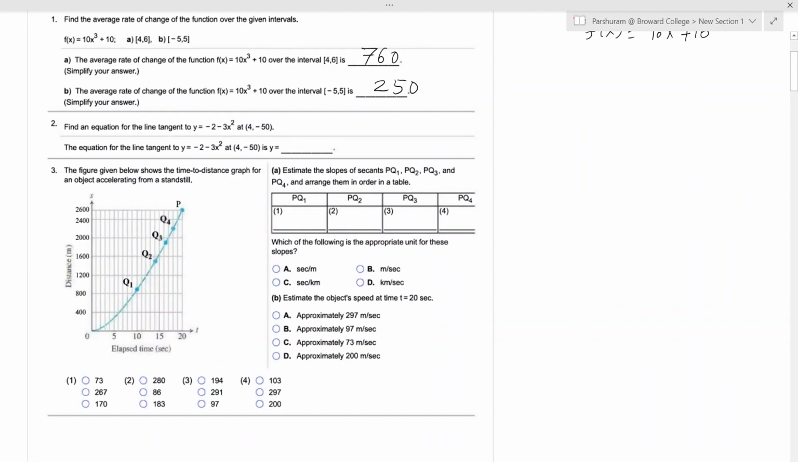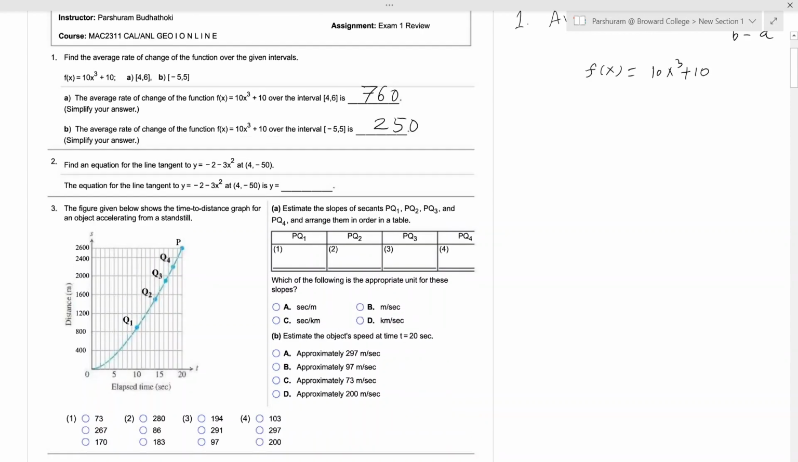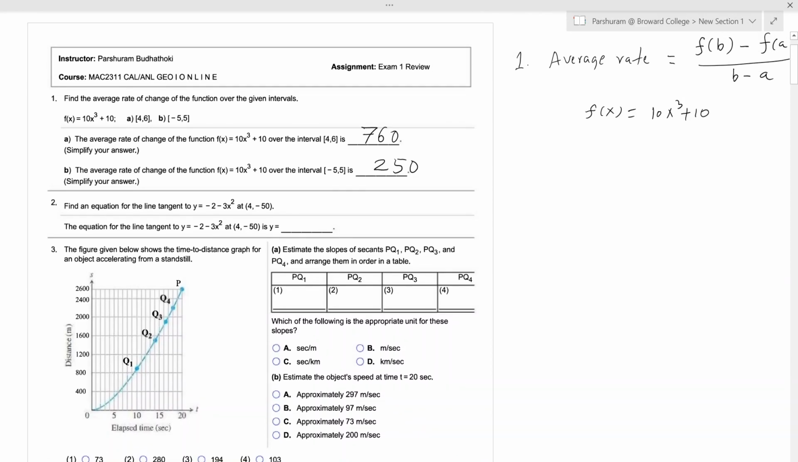And now let's go to problem 2. Find an equation for the line tangent to y equal -2 -3x squared at 4, comma, -50. At this point, we don't know how to find the slope of a curve at some points, so we're going to use secant line to find the slope.